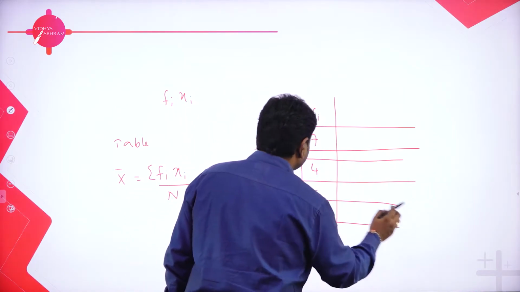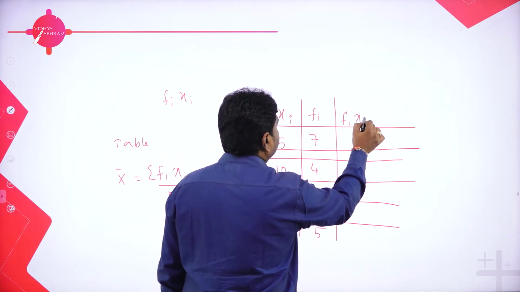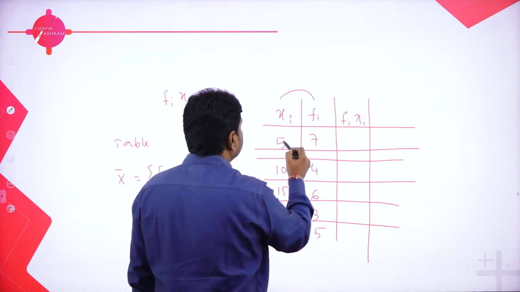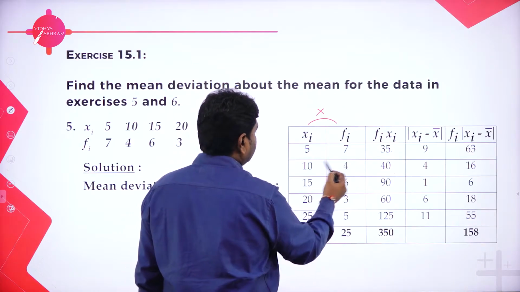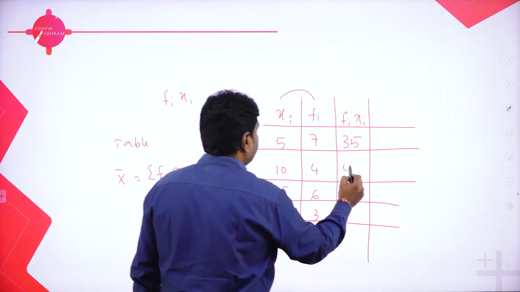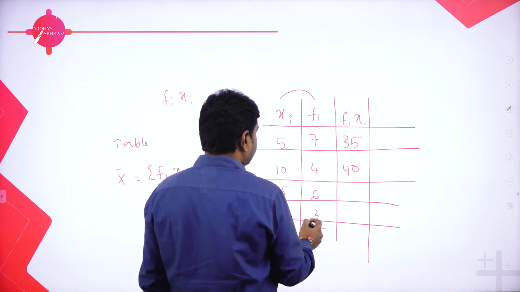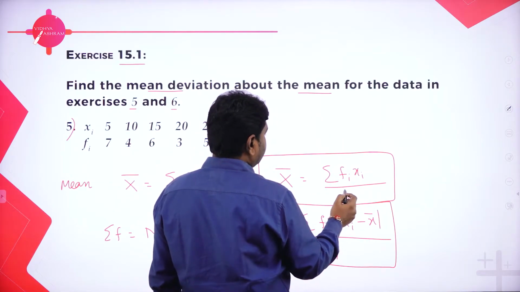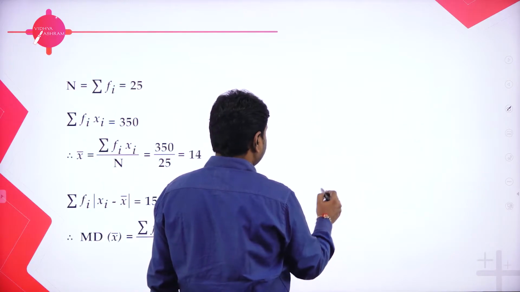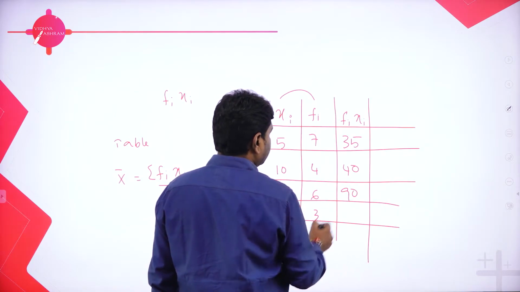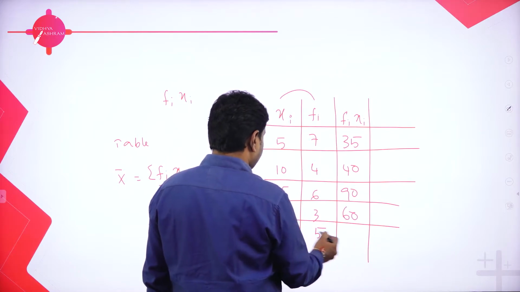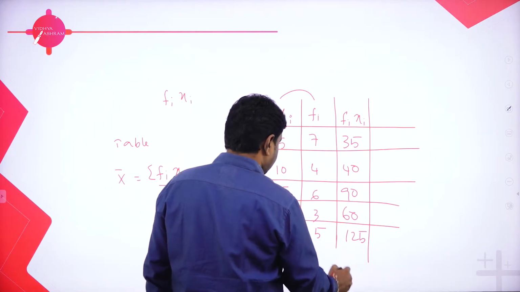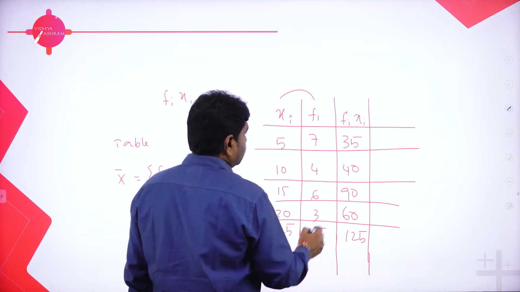Given, I have written. The next column I should make the product of these two, fi into xi, multiply these two. 7 5s are 35. Like that we have filled it. 7 into 5, 10 into 4, 40, then 15 into 6. Like that you fill the table. Then 60, then 25 5s are 125. We have added. So the third column is done. Now the fourth column.